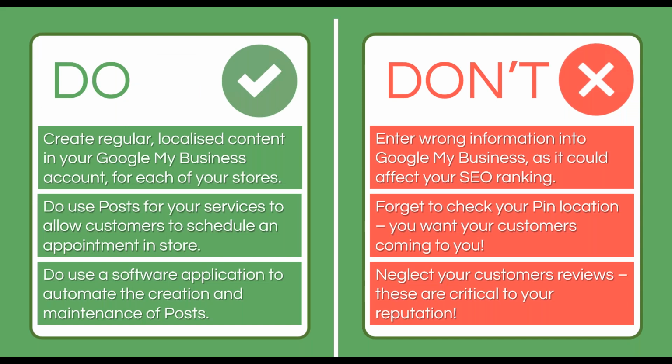I promised to share with you some top tips for retailers using Google My Business, naturally related to our topic of increasing your sales through appointment scheduling. It's our list of do's and don'ts, or common mistakes that a business can make. Firstly, and most importantly, make sure that you claim your Google My Business account. Once you've done this, do create regular, localized content for each of your stores. Remember that the SEO of Google's organic search results can be affected along with the maps.